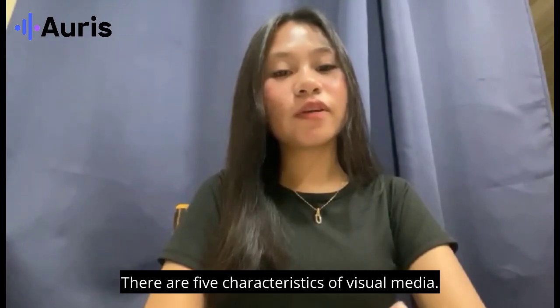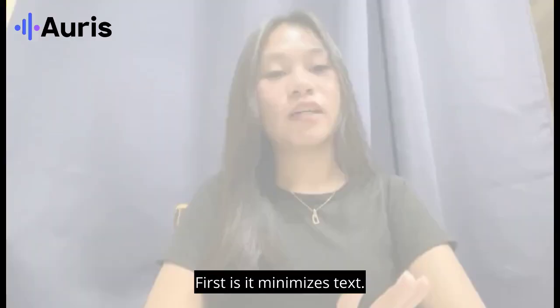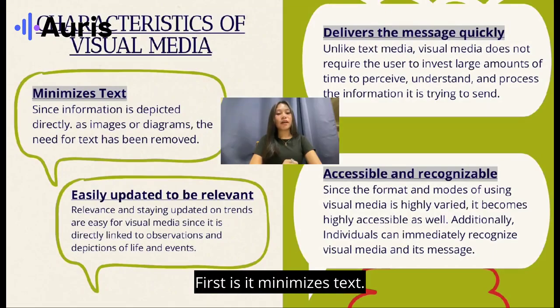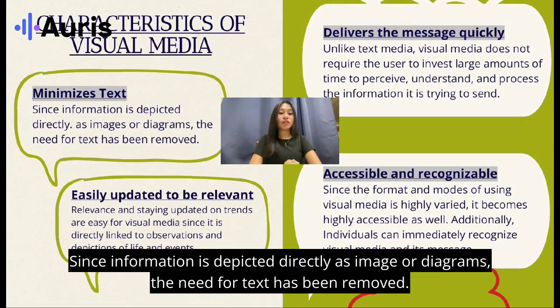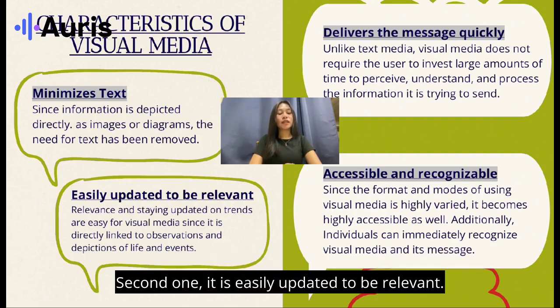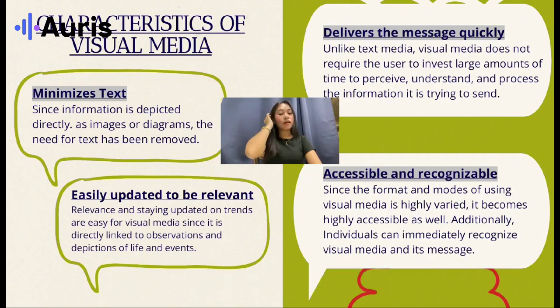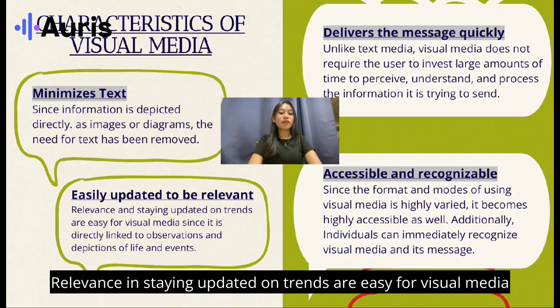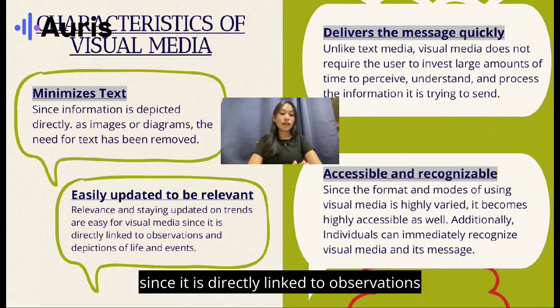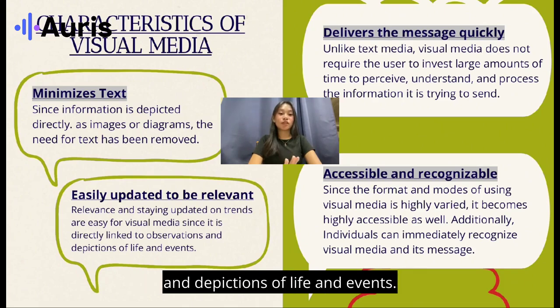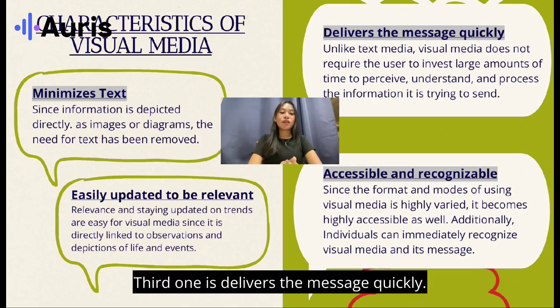There are 5 characteristics of visual media. First is it minimizes text. Since information is depicted directly as image or diagrams, the need for text has been removed. Second one, it is easily updated to be relevant. Relevance and staying updated on trends are easy for visual media since it is directly linked to observations and depictions of life and events. Third one is it delivers the message quickly.